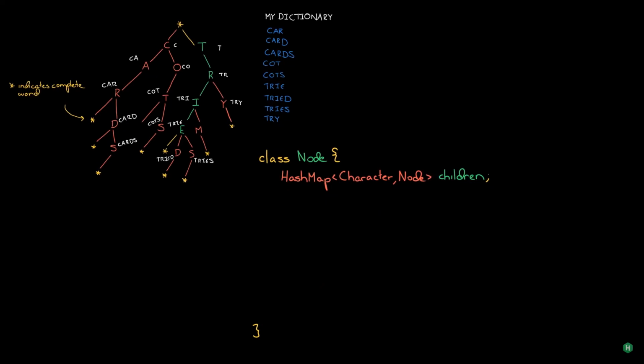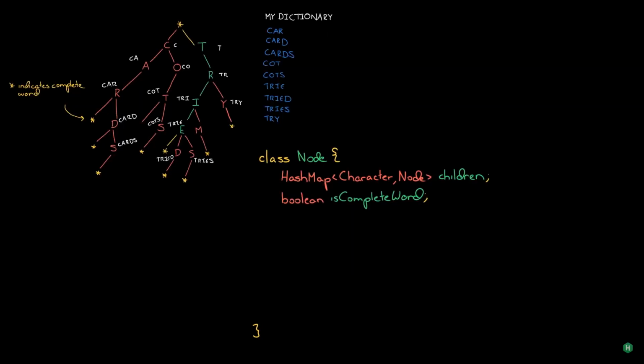Additionally, we need to understand not just, do you have an R node as a child, but is that actually a complete word or is it just a prefix? And so in addition to each node having a mapping from character to node, each node also has some sort of flag in it called something like is complete word that represents whether that is a complete word or not.